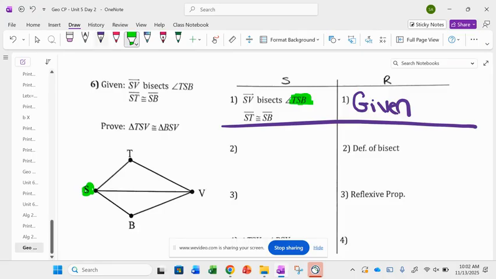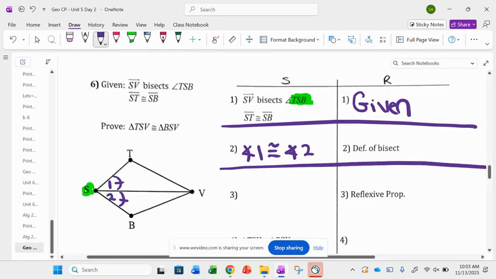Inside of S, do you see two angles? Yeah, I'm going to call them 1 and 2. Those are going to be the two angles that will be congruent. So statement 2, I'm going to say angle 1 is congruent to angle 2, def of bisect. What did you do? Did you put the angle symbol in front? Then you're perfect. All right, then it told us that ST is congruent to SB.